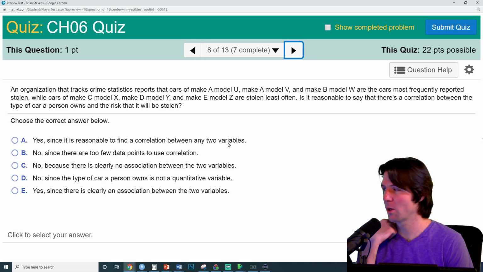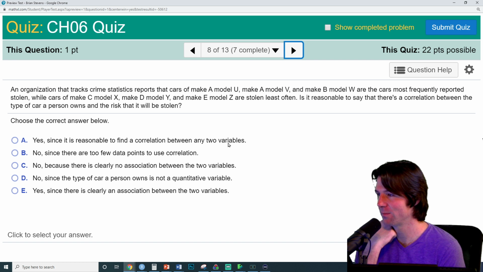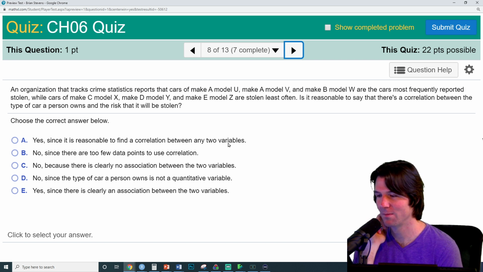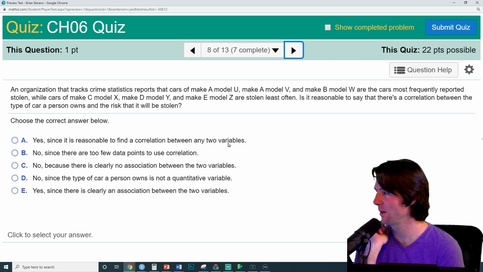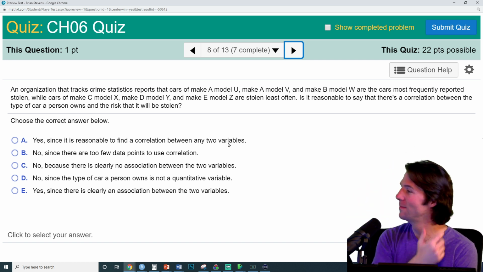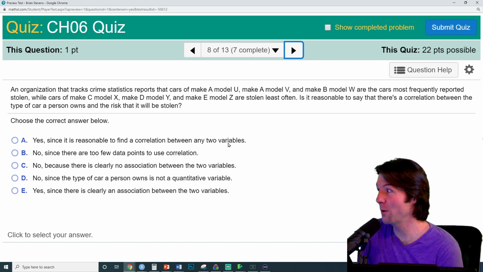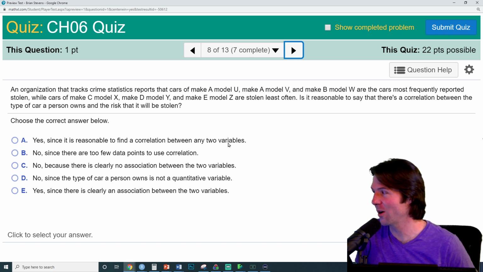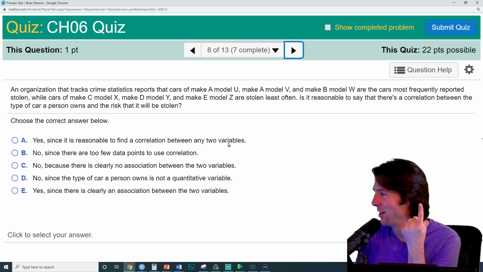Should we be doing this for car and if it's stolen? Who knows? The answer is most definitely no, don't do it. We've got car type. Don't worry, Skylar, we got you here. But we've got car type and if the car gets stolen.